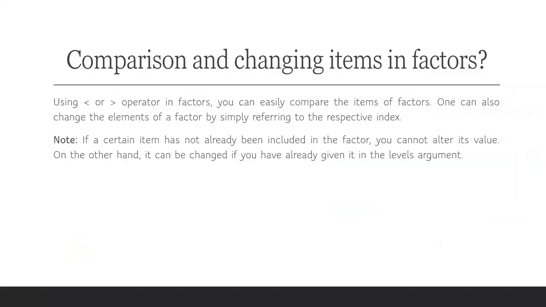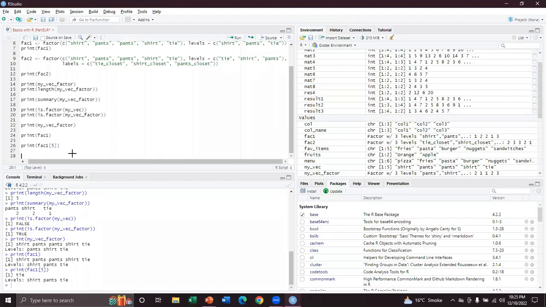Now, here we have a really important question. What if you want to do a comparison between the elements of a vector, or if you want to change the items in a vector? What will you do? All right, first of all, we have to create a vector.